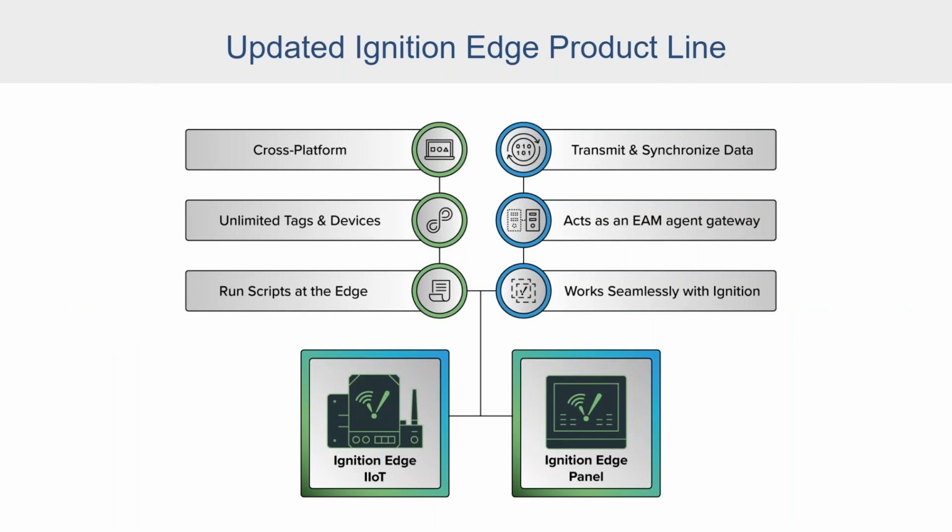Edge IIoT is going to include all the connectivity and the data migration to send all that data up to a centralized system. Edge Panel then adds visualization, so you can also view all that data locally and do local control. But Edge Panel also includes all of that data collection and the ability to publish that up to a centralized system over our gateway network or over MQTT.